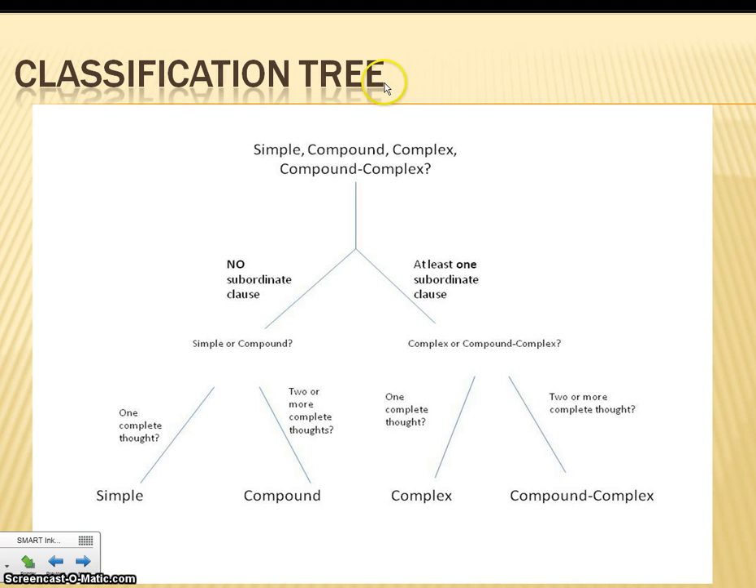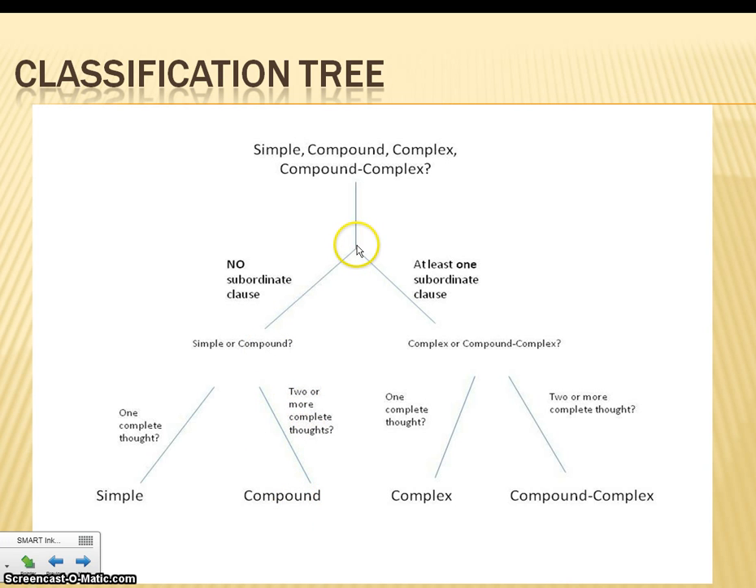The classification tree. This is your trick for sentence classification. If you start at the top and you're wondering if your sentence is simple, compound, complex, or compound complex, you ask yourself some questions. If there are no subordinate clauses, you're down to 2 choices now. It's either going to be simple or compound. If you have only one complete thought, then the sentence is simple. If you have 2 or more complete thoughts, then the sentence is compound.